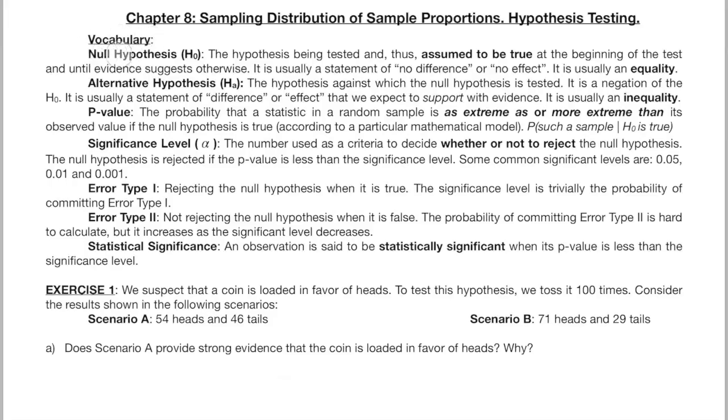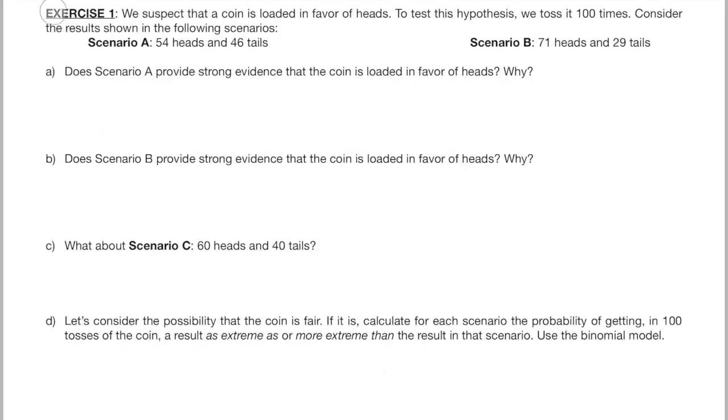Here you have the main new concepts that we see in this chapter. I will introduce them as we go over the exercises. Exercise 1. We suspect that a coin is loaded in favor of heads. To test this hypothesis, we toss it 100 times. Consider the results shown in the following scenarios.